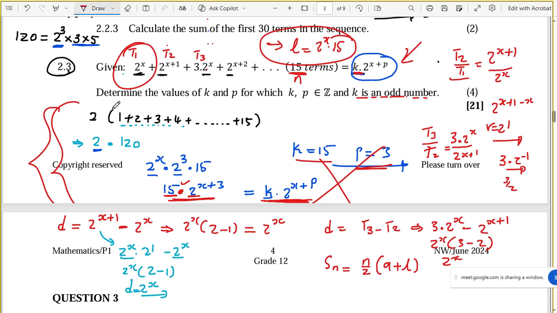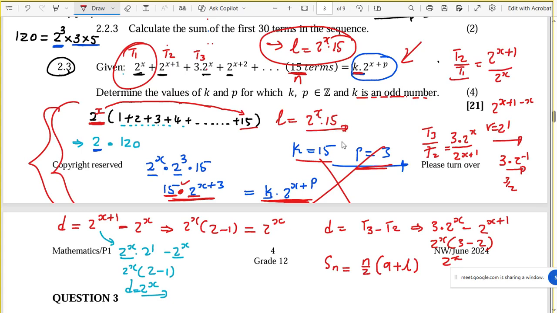We set 2 to the x as a common number. We have 2 to the x out as a common factor, so all these terms have 2 to the x. That's why we have the 2 to the x out as a common factor. Now I can multiply that 2 to the x by 15 to get the last term. So the last term is 2 to the x times 15.